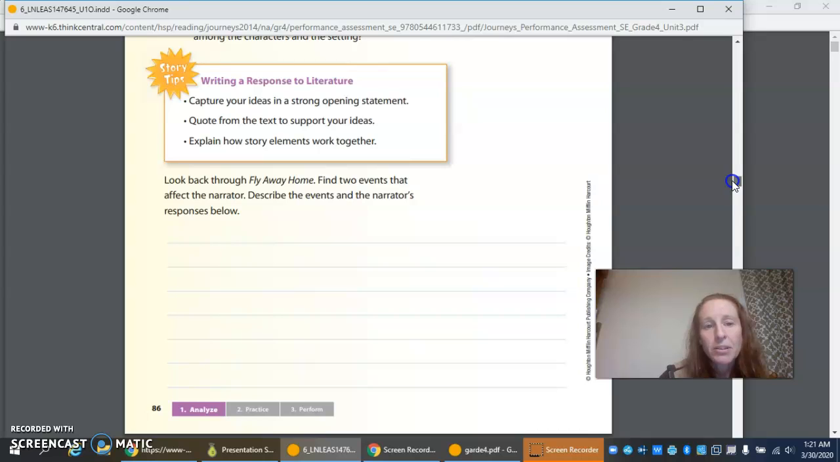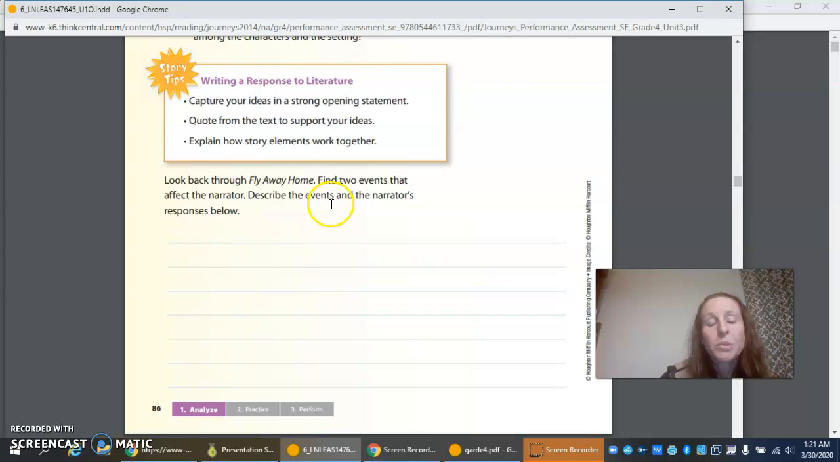So when you're writing a response to literature, capture your ideas in a strong opening statement, right? Hook your reader, quote from the text to support your ideas, according to the text, on page 85 it said, and then explain how story elements work together. That's if you're going to write a long response. Those tips are really, really handy, especially the one that Pilar Perez wrote.